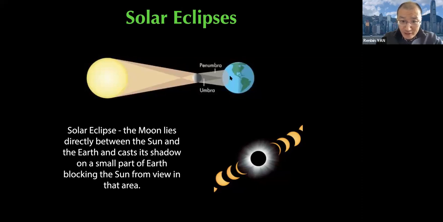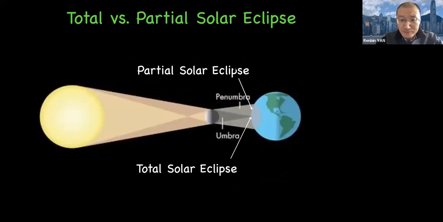So when we have a solar eclipse, not everywhere on Earth can see this, and it only casts a tiny shadow. Only a tiny region of the Earth can see the sun being blocked by the moon. So the solar eclipses are relatively rare for a particular place on Earth, and it actually doesn't happen that often for every location. And also we can have total or partial solar eclipse.